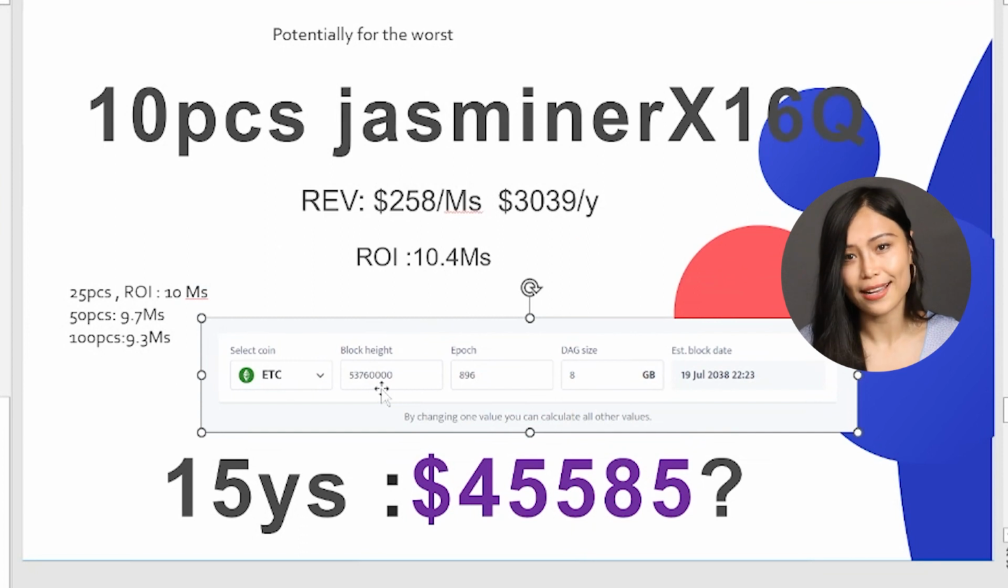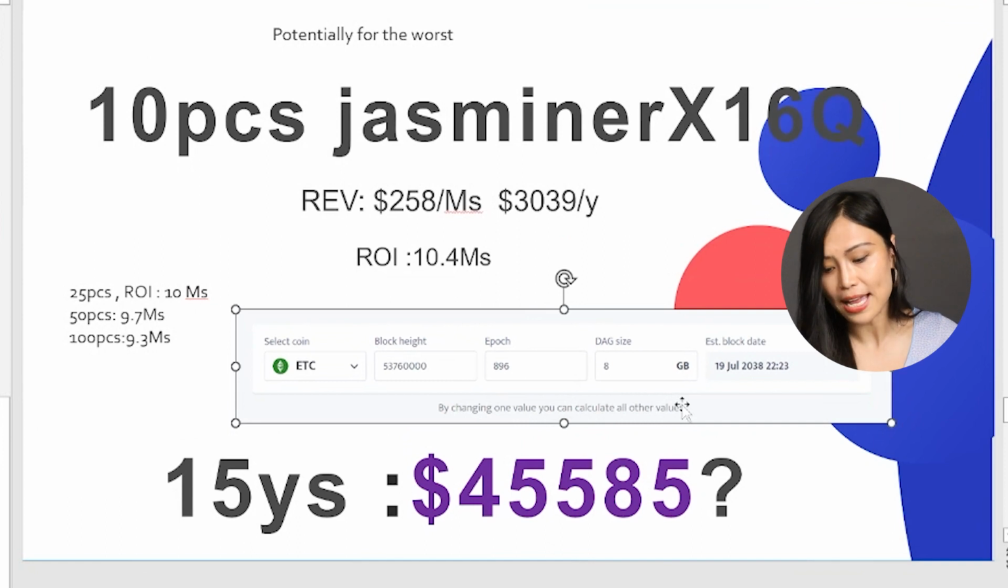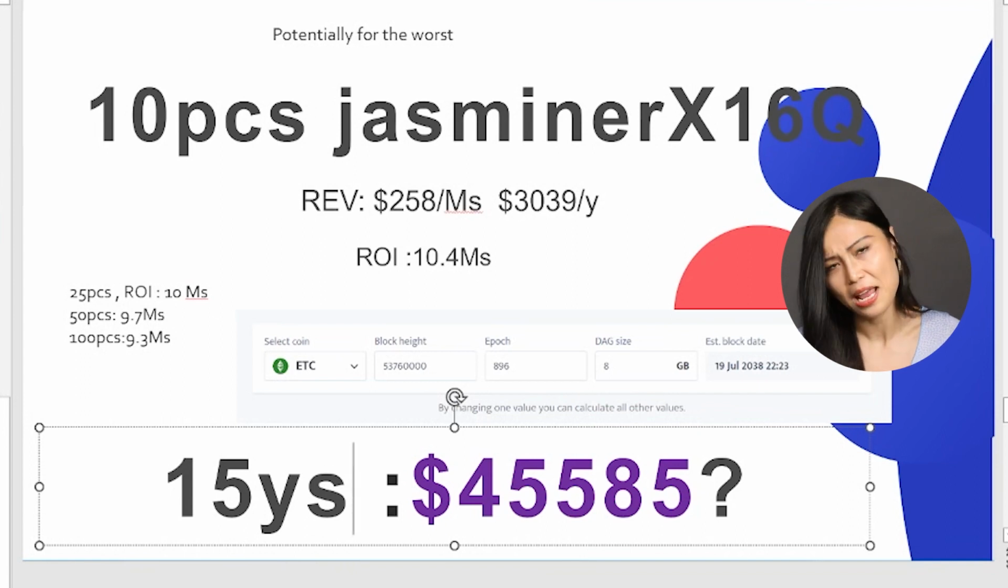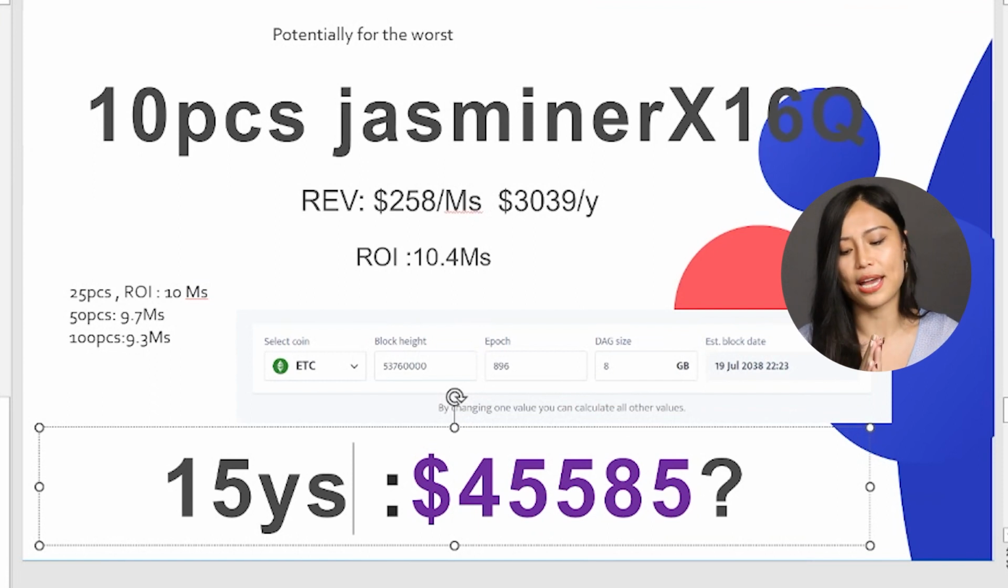So as you know, Jasminer X16-Q has the RAM 8 GB, which means over here you can mine until 2038. So let's calculate in the normal way. That is 15 years. So in the 15 years, you can potentially get $45,585 as the revenue. Well, that's really a lot of money because you can mine 15 years, right? But you may argue, what about the profits dropping? So yes, for sure, that's really possible to happen, and 90%. I cannot guarantee you get $45,585 in 15 years.